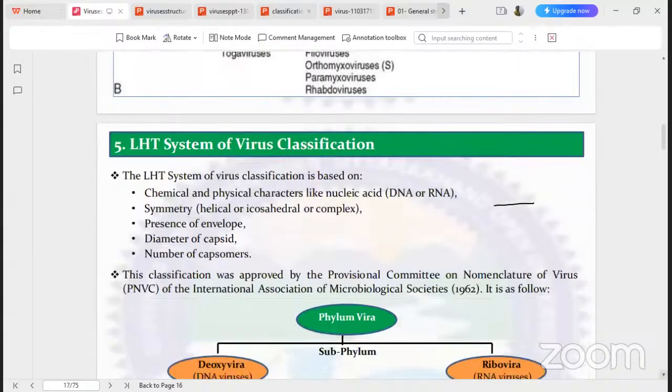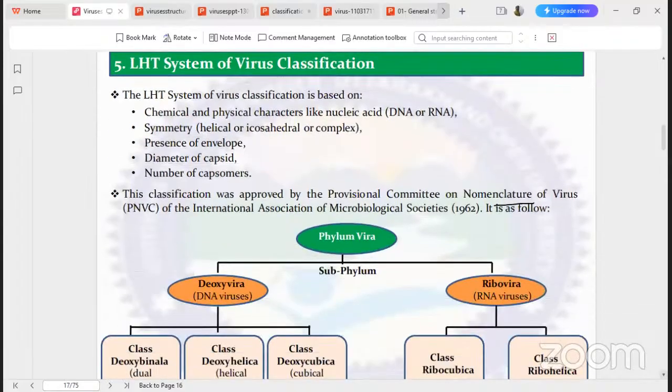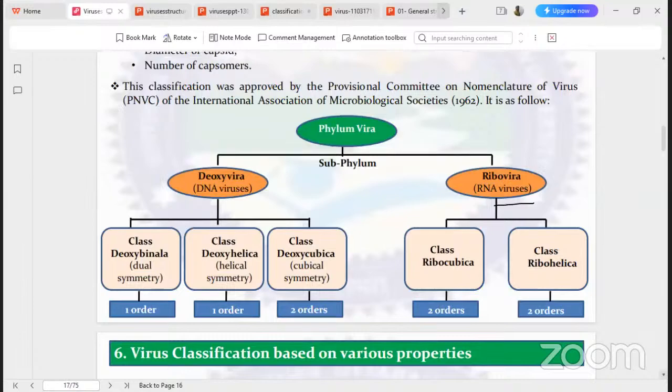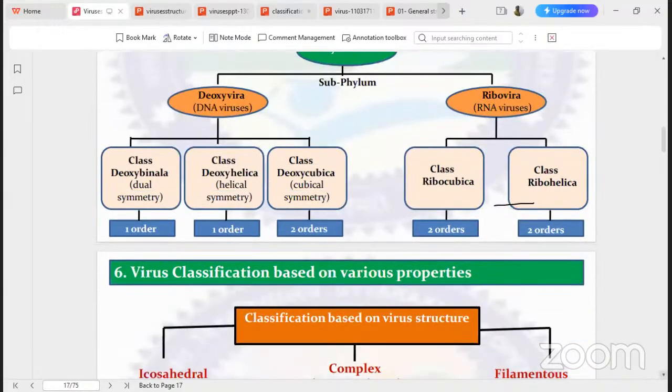And then you can see the LHT system of classification. Here, you can see it is based upon their characteristic nucleoprotein structure: deoxyviruses, riboviruses, DNA viruses and RNA viruses. Based upon symmetry again. Symmetry of the viruses is also a very important question. It has three symmetries: helical symmetry, icosahedral symmetry, and both the symmetries.